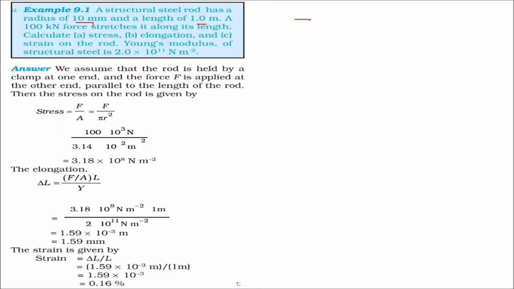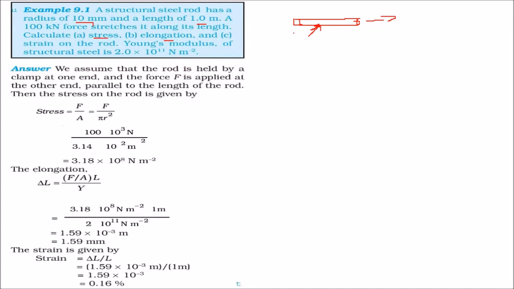So there is a rod, and this is stretched along its length. We have to calculate the stress, the elongation, the strain. The Young modulus of this steel is given by 2 × 10^11 Newton per meter square.